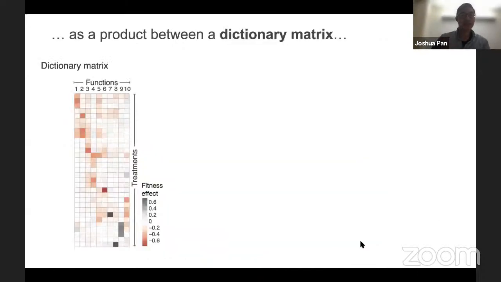So this is what our dictionary matrix looks like. As advertised, there are 10 columns, 10 latent variables that were automatically learned from the data that we hope align to biological functions. And again, each function has been inferred to have a fitness effect across a certain profile of treatments in the input data.